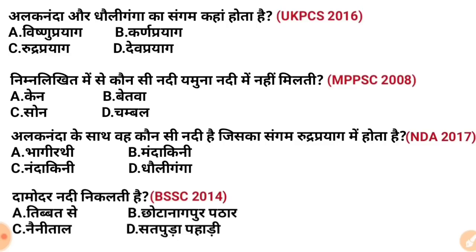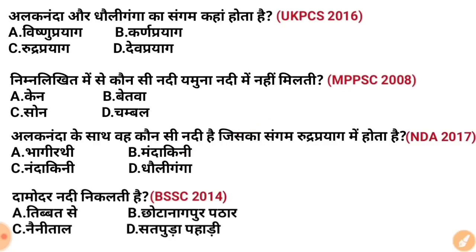The next question is, which is the river that merges with Alaknanda at Rudraprayag? Rudra, Rudraprayag. Another name of Lord Bholenath is Rudra. Where does it originate? It originates from Kedarnath and merges at Rudraprayag. And what did Lord Bholenath do? He slowed down the speed. So remember which river is it? Mandakini River. These Alaknanda and Mandakini rivers meet at Rudraprayag.